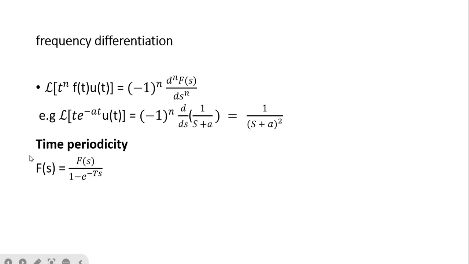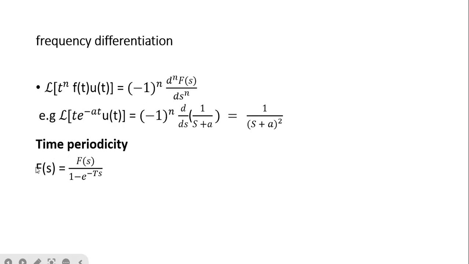Then time periodicity. Of course, when you have a function of time in t, a function of f of t, the Laplace transform of that function will give you f of s will be equal to f of x. That is, you take the period of the function. This t here represents the period for a periodic function. You understand what we mean by periodic function? A function that repeats itself after a given period. Where this represents the period of the function, this is the Laplace transform of the function.